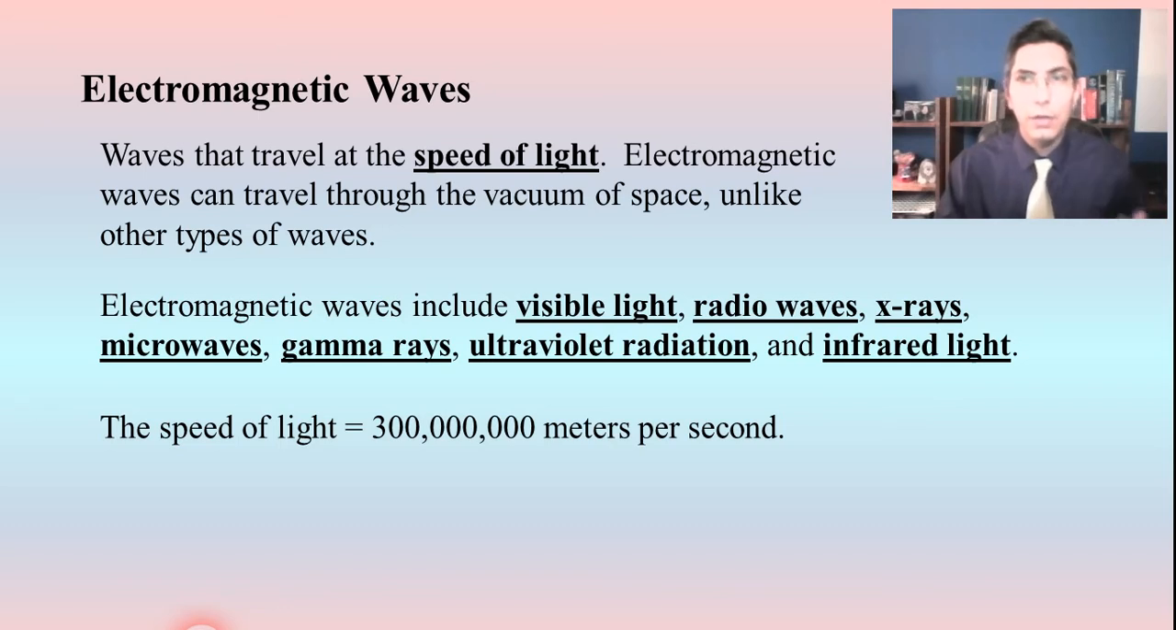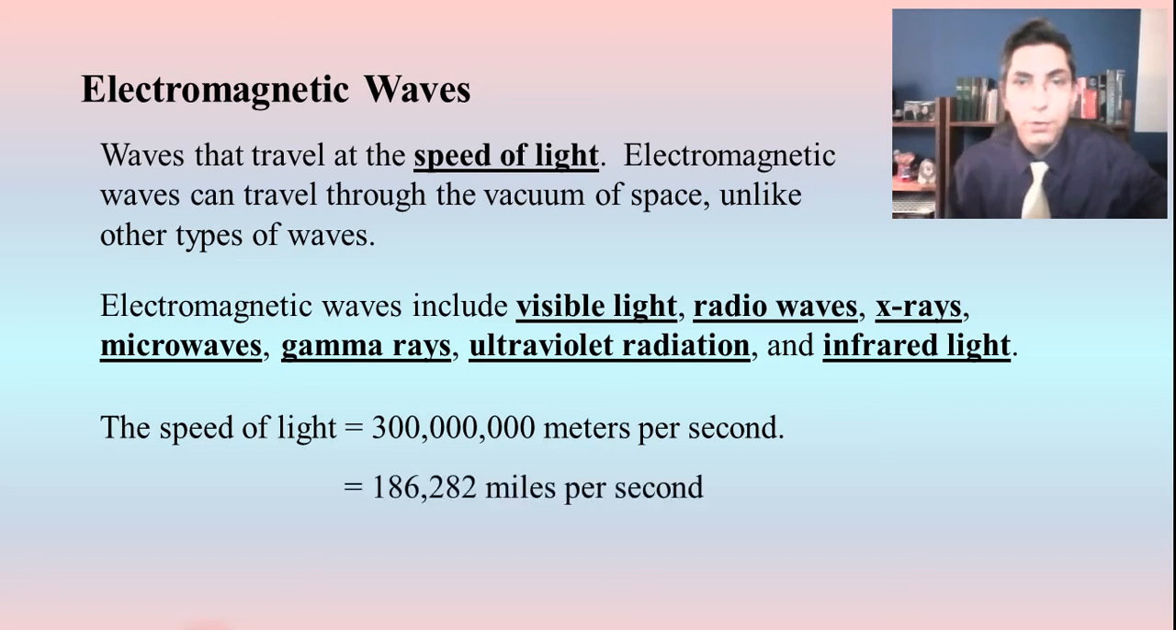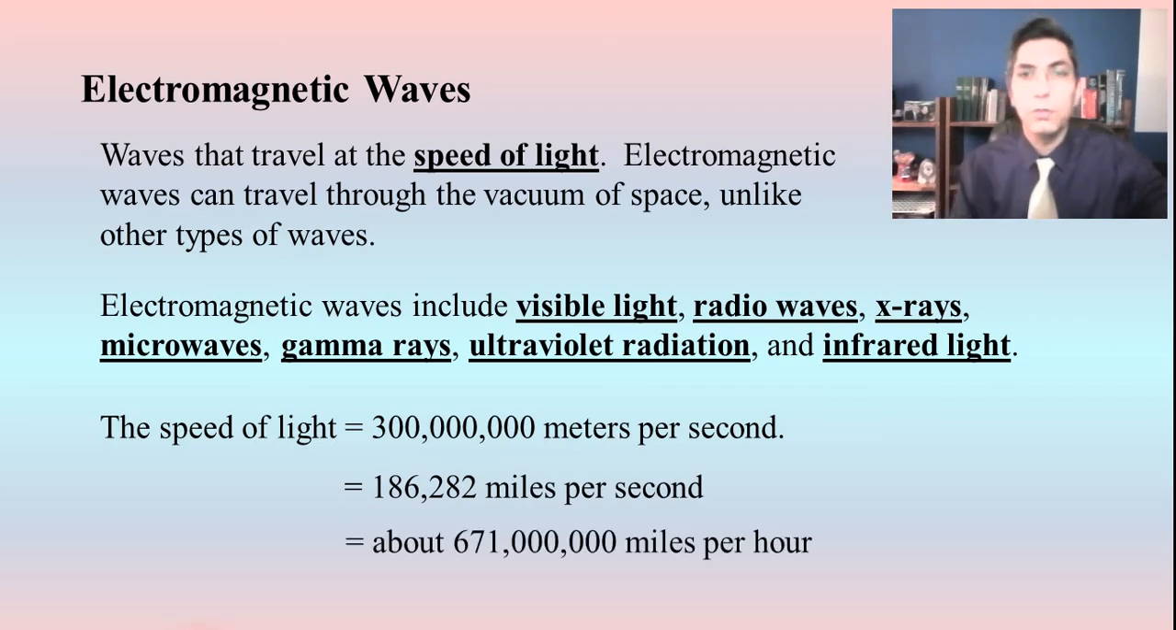Sometimes it's hard to wrap our head around that, especially if we're not familiar with numbers that large and the term meter. So if you're used to using miles, we could call that about 186,282 miles per second. That is very, very fast. We're talking about something on the order of about 7 times around the Earth in 1 second. Or, if you want to use miles per hour, about 671 million miles per hour.